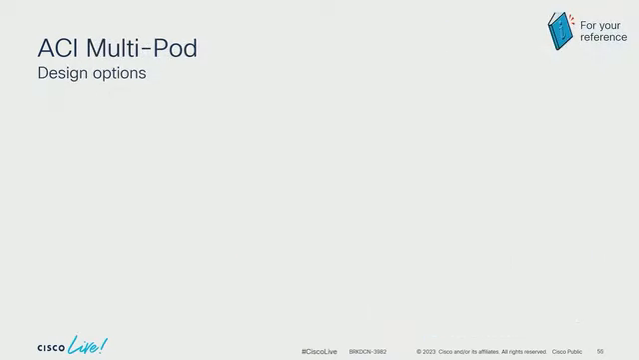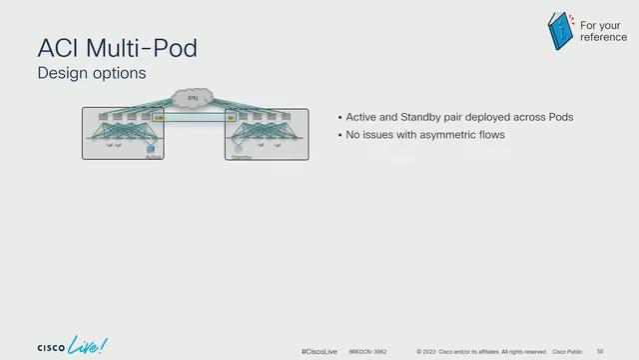For multi-pod, we have 3 design options. The first is active standby across pods. In that case, we don't need to pay attention to asymmetric traffic because the active device always takes care of the traffic. That's the simplest option. But the concern is traffic always needs to go to the pod where the active device is located. So this is probably good if the locations of the 2 pods are close enough.